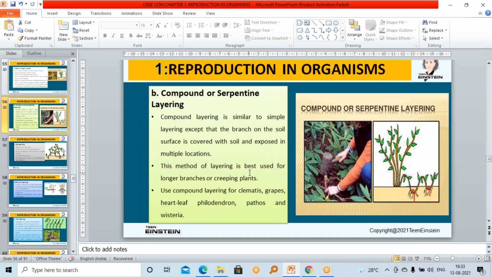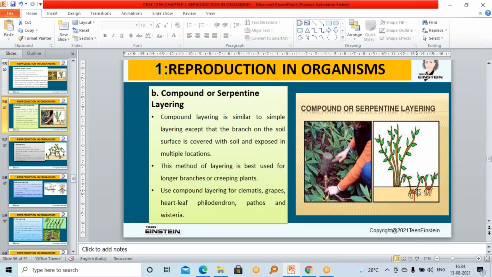And this is also similar to simple layering. The only difference is that the flexible branch which we have selected for layering will be covered with soil in multiple locations. See, the same branch, first we have covered here with soil. Again, we are bending one more time and covering with soil. So in multiple locations, we are covering it with soil.